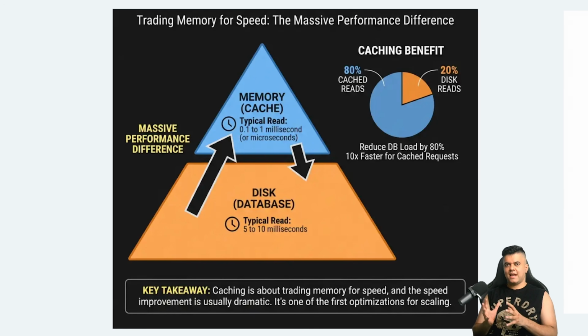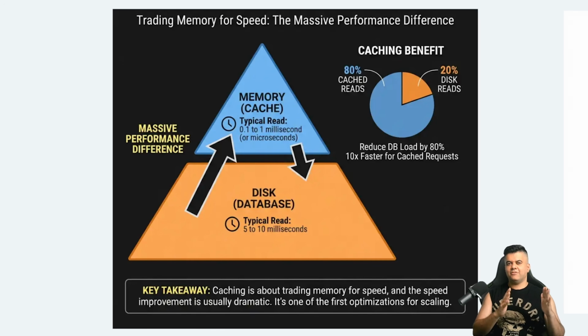Now, with the help of this diagram, let's understand how and why all of this matters. The performance difference between reading from disk and reading from memory is massive. A typical database read from disk might take 5 to 10 milliseconds. On the other hand, a typical cache read from memory might take 0.1 to 1 millisecond or even microseconds.